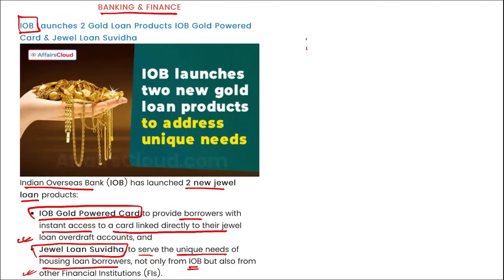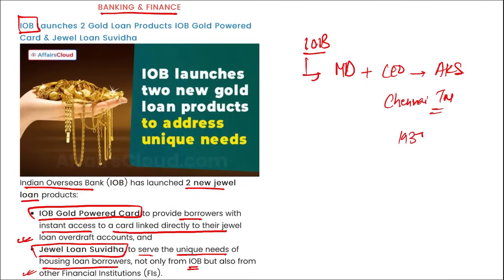If we talk about Indian Overseas Bank, IOB, who is the managing director and chief executive officer here? Ajay Kumar Srivastav. Headquarters is in Chennai, Tamil Nadu, and it was established in 1937.